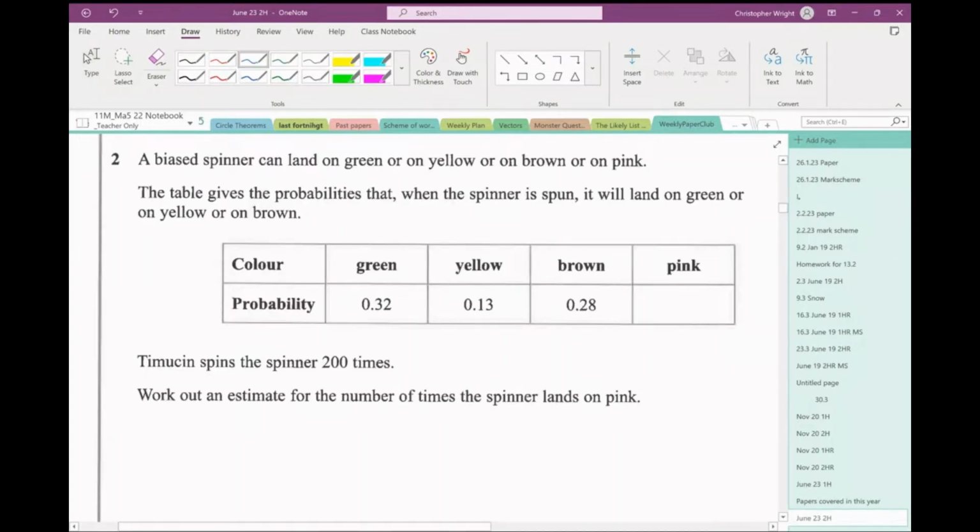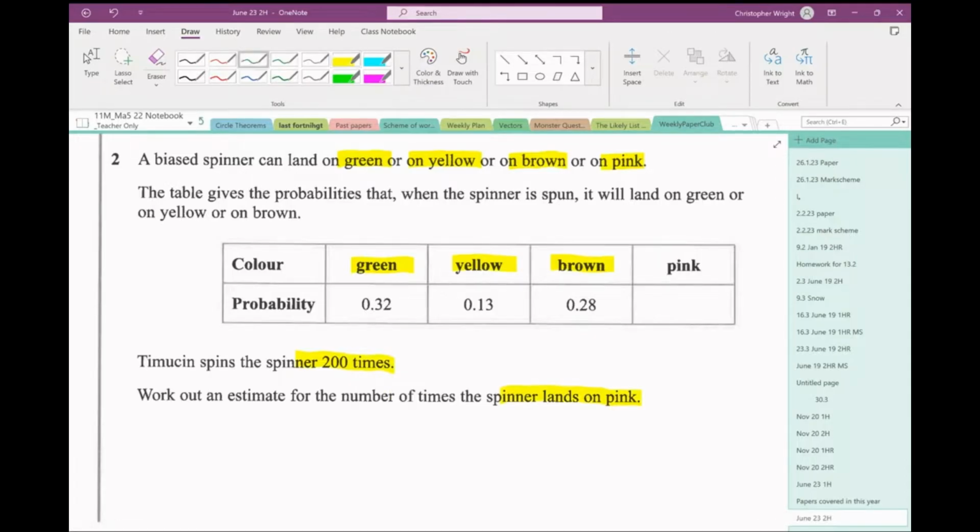A biased spinner can land on green or on yellow or on brown or on pink. The table gives you the probabilities that when the spinner is spun, it will land on green, on yellow, or on brown. We spin the spinner 200 times. Work out an estimate for the number of times the spinner lands on pink.